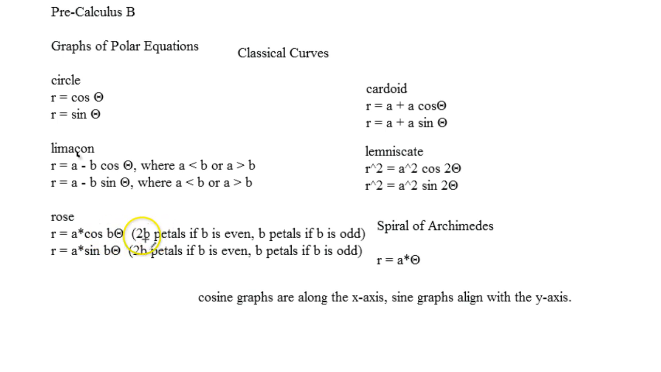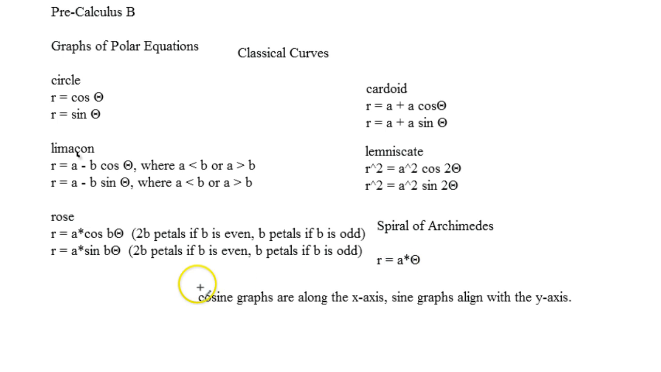Okay, now there's some formulas in here. 2b petals, so it's an even amount of petals if b is even. It's the regular number of petals if b is odd. Okay, and here's a spiral of Archimedes. So this one's really kind of cool around here too. So this is just a times theta. So this is just as if we took the cosine and sine out of it and just multiplied theta by a number.